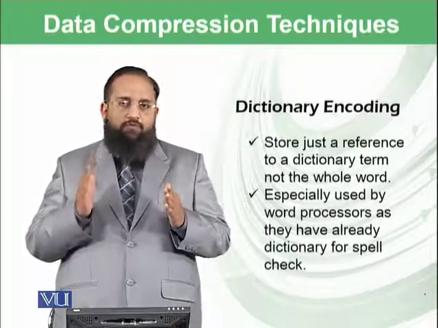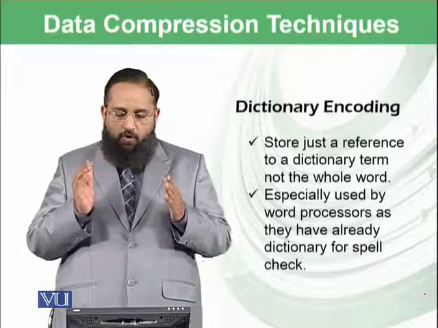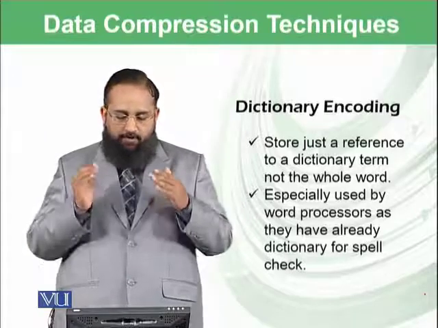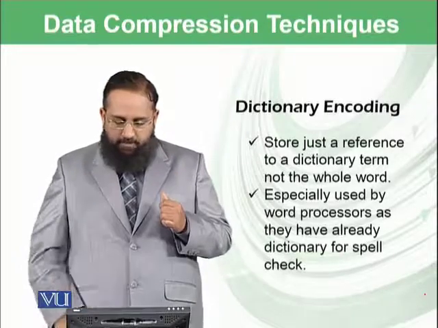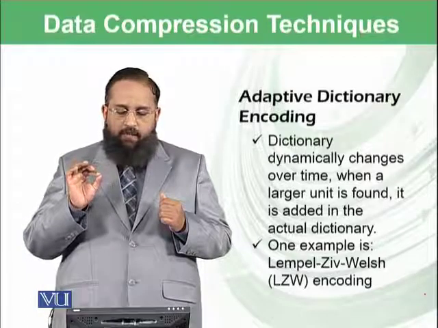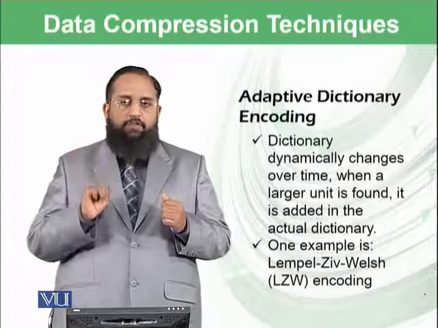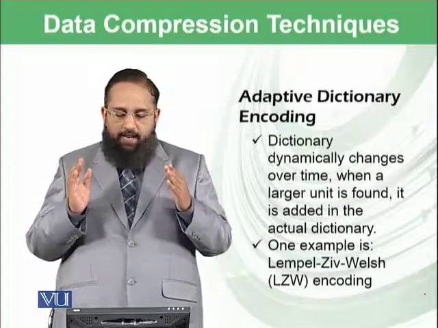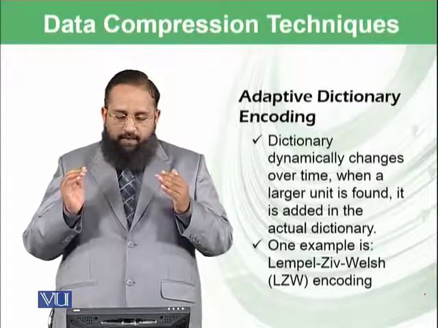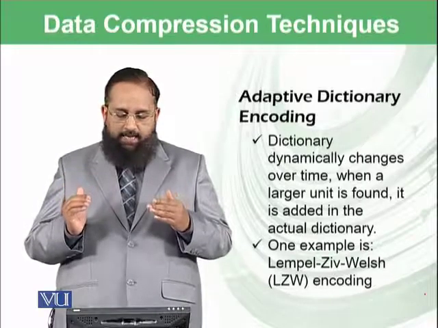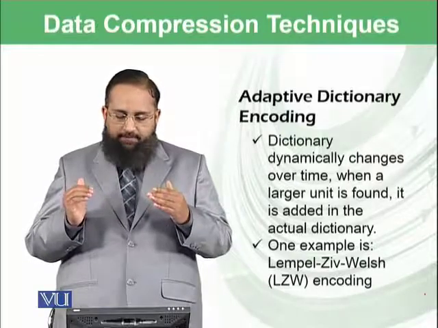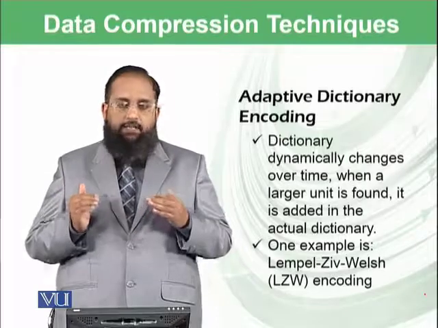Then there is another approach called dictionary encoding. Store just a reference to a dictionary term, not the whole word, especially used by word processors as they already have a dictionary for spell check. Such an approach is also known as adaptive dictionary encoding, in which the dictionary dynamically changes over time. When a large unit is found, it is added to the actual dictionary. One example is Lempel-Ziv-Welch, LZW encoding.